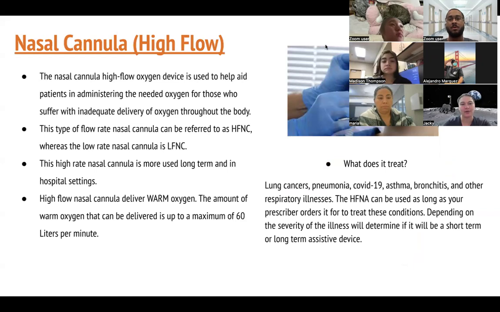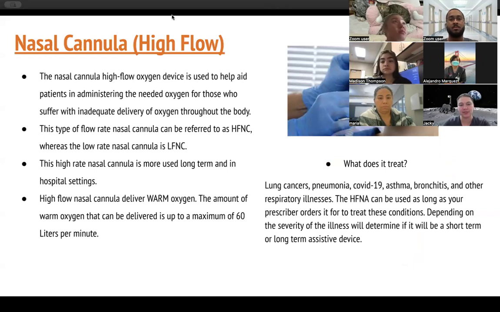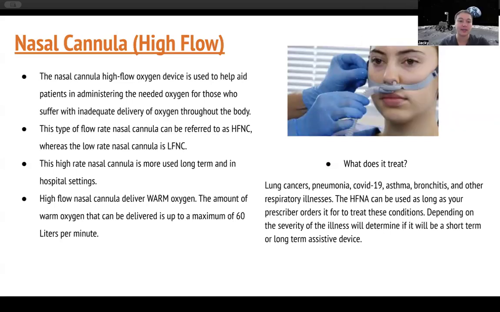Alrighty, I'm Jackie. I'm going to be going over high flow. So high flow is pretty much the same as what Jermaine was going over, except it's a different flow rate. This flow rate is going to be able to distribute up to a maximum of 60 liters per minute. It's going to be delivering warm oxygen to the body, especially for those with inadequate delivery of oxygen throughout their body. It's referred to as an HFNC, a high flow nasal cannula.